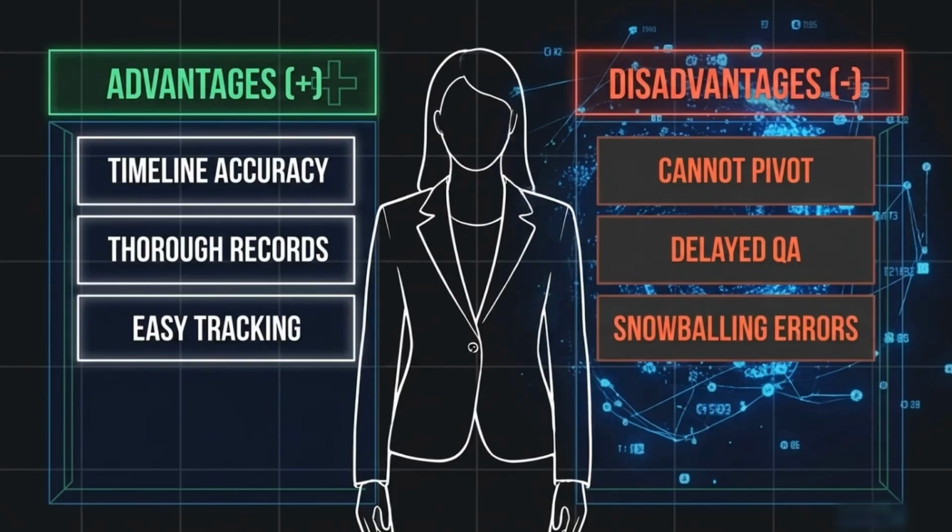This master summary table juxtaposes the model's profile. On one side, systemic advantages: predictable planning, rigorous documentation, and clear management. On the other side, critical disadvantages: complete inflexibility, late testing, and compounded risk.